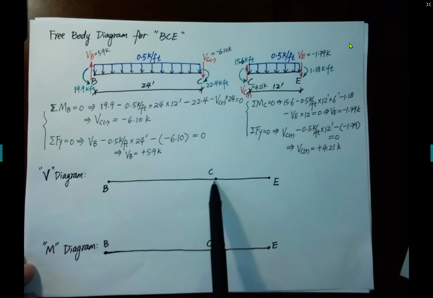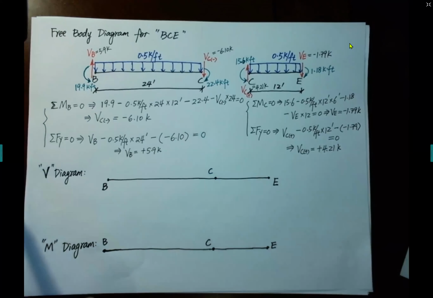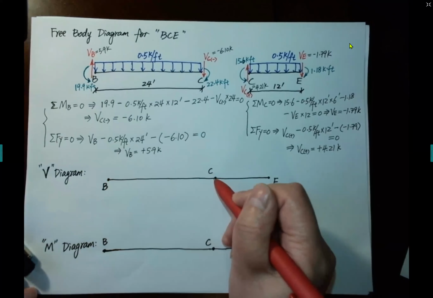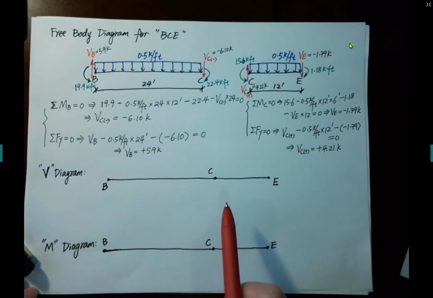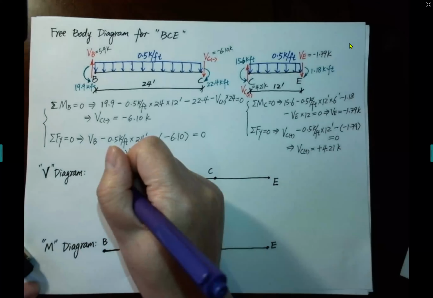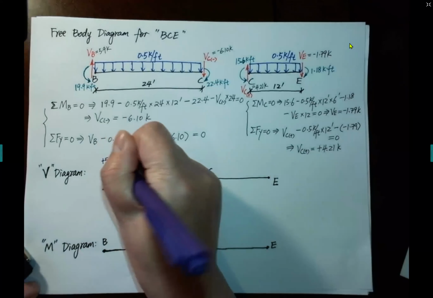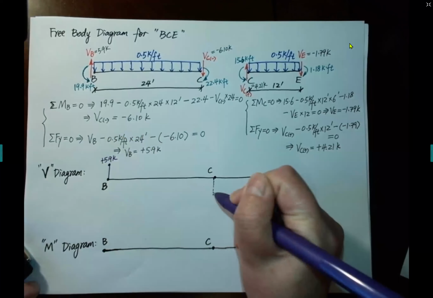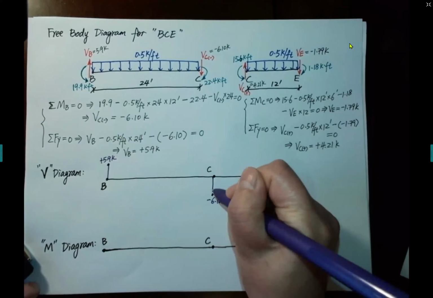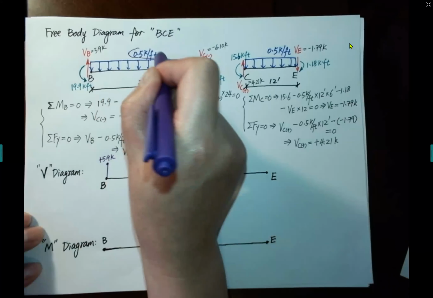We have two members, BC and CE, and refer to the free body diagram. First, identify the key points of the shear diagram: the beam end support and external load change locations. For the BC segment, we have positive 5.9 at B and just left of C negative 6.1. Connect these two points, using the slope equal to the uniform load magnitude.